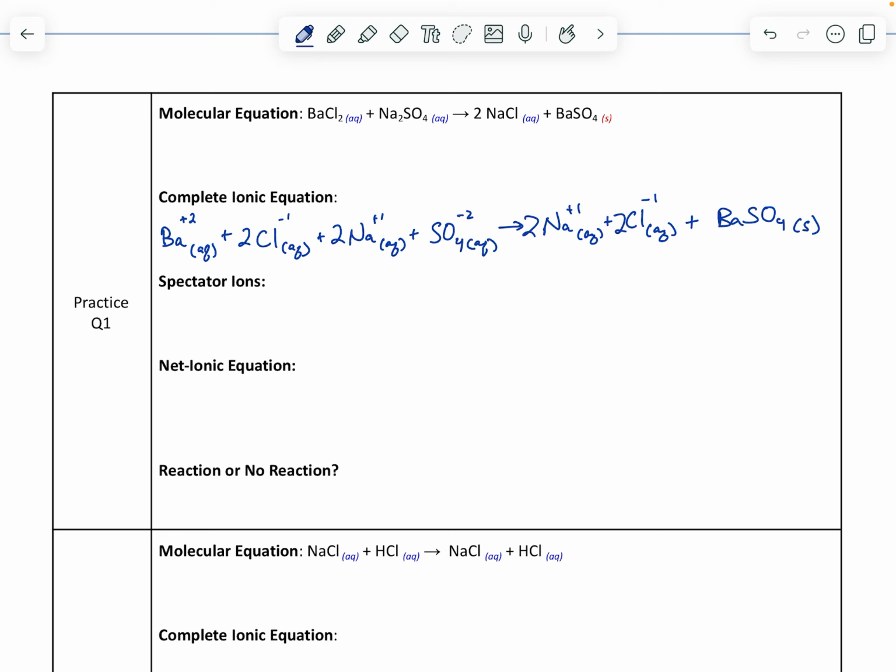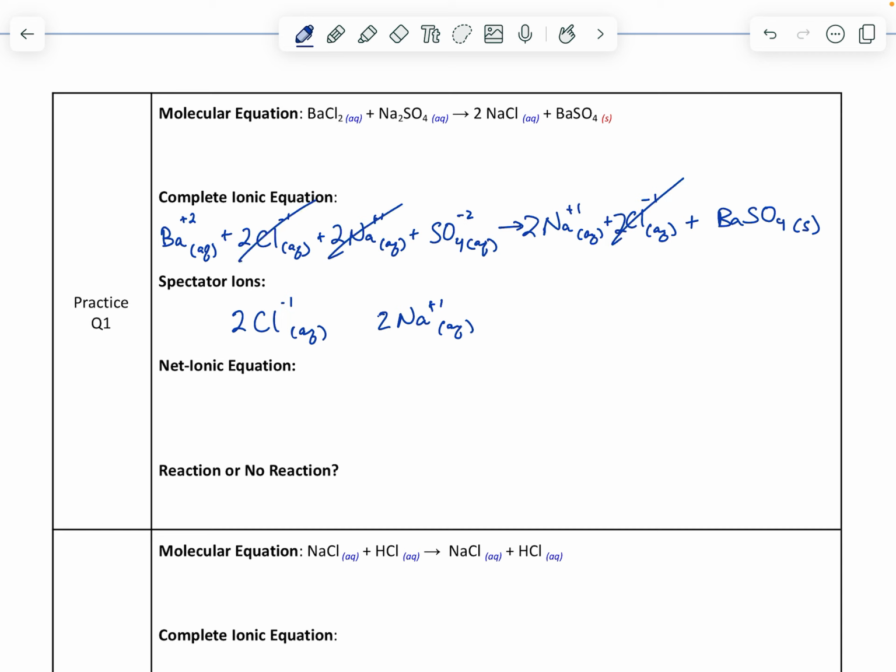And so what are the spectator ions? The spectator ions are the ions that are just watching the show happen. They're not doing anything, and so they appear on both sides. I see that a spectator ion is Cl, right? The 2 chloride ions, and the sodium, the 2 sodium ions I see on either side. So because I've identified them, let's get rid of them.